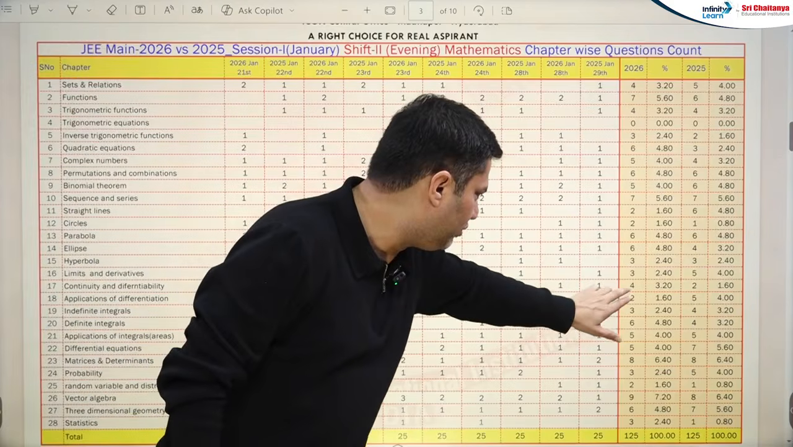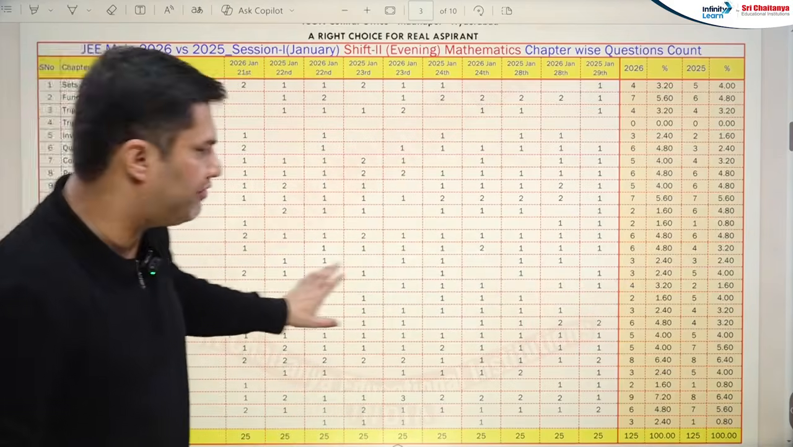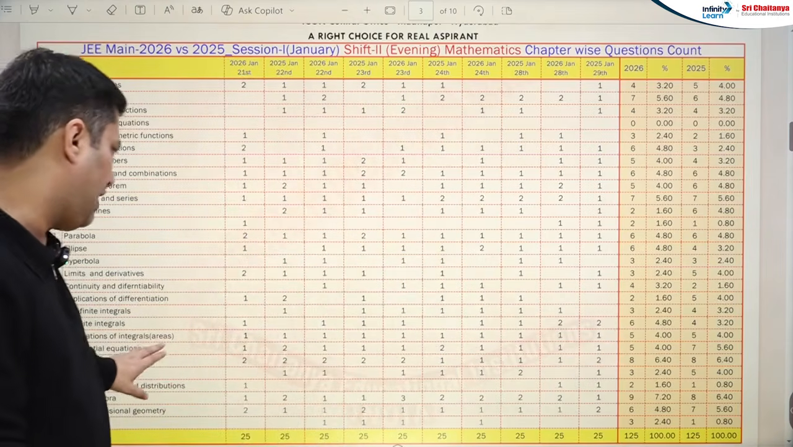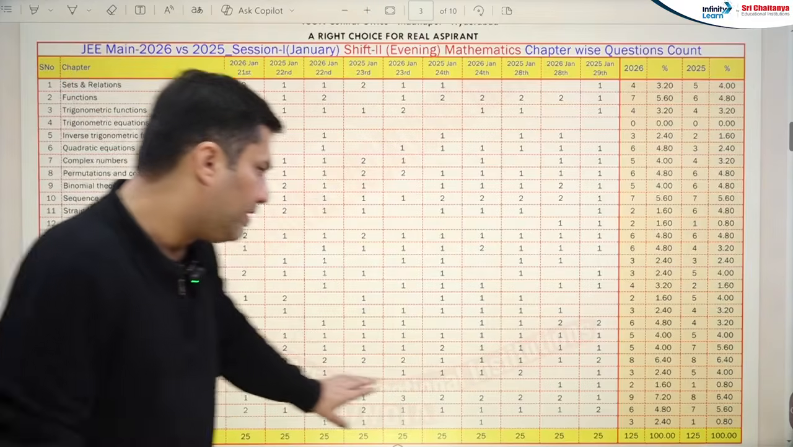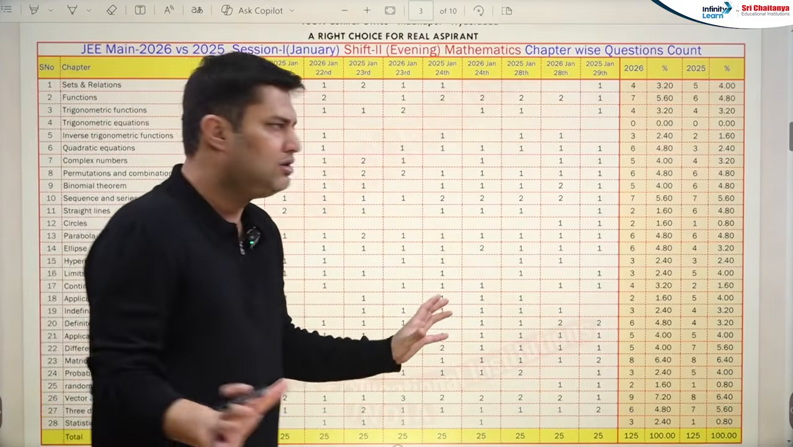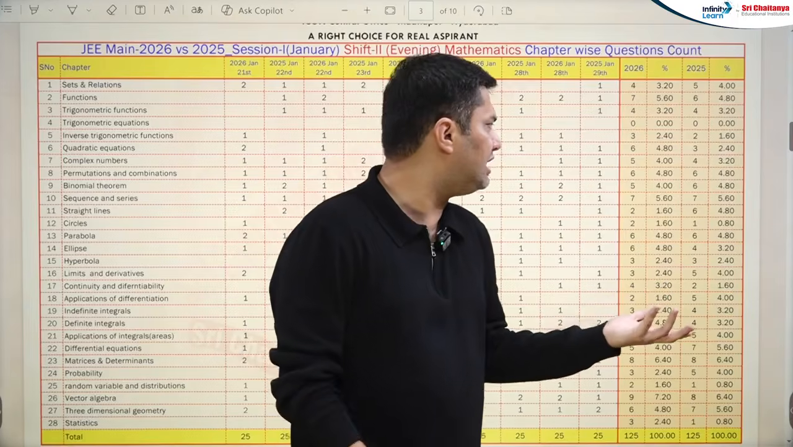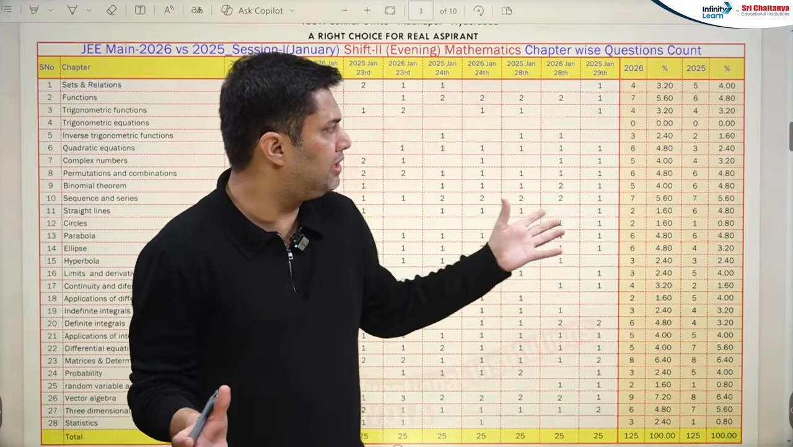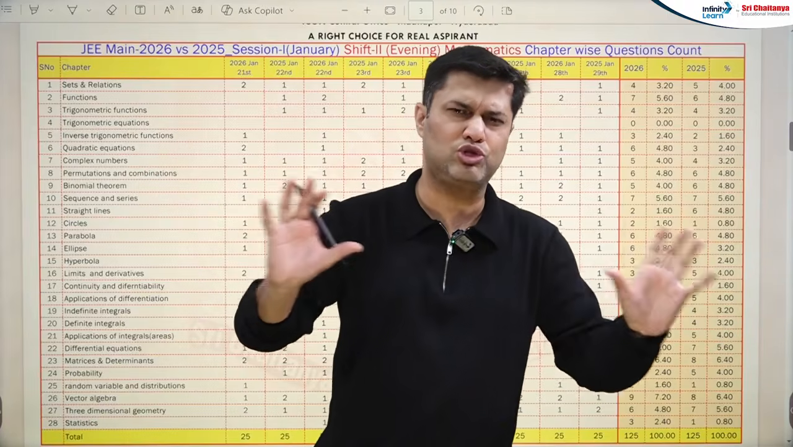Any major change? 4 and 2, continuity and differentiability, 4 and 2. Any other major change? 5 and 7, 5 and 7 is area, and then 9 and 8, they are almost similar. So in a few chapters you can see the changes, otherwise if you compare the evening shift of last year and this year, the weightage is almost the same.